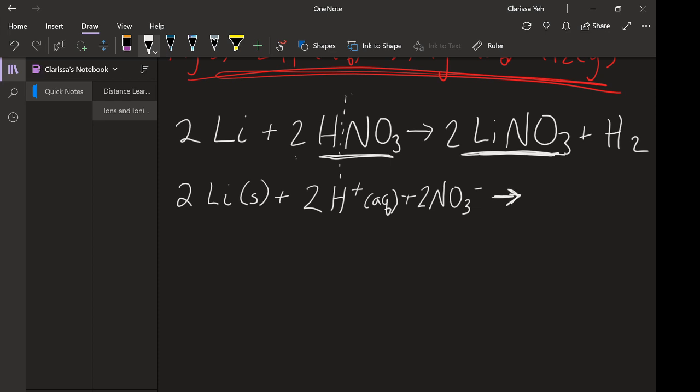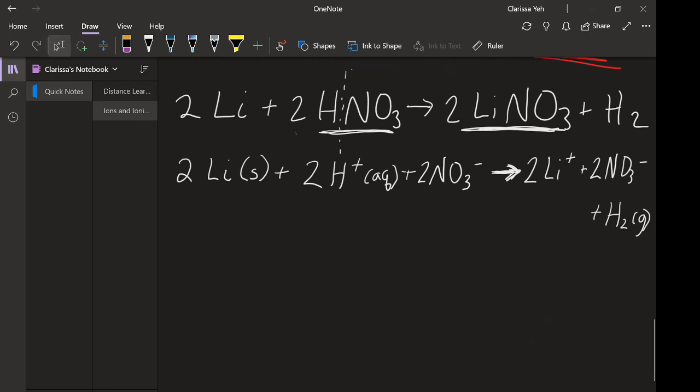I'm going to draw my arrow. Lithium nitrate is also going to get split. Lithium's in group 1, so that gets split into Li+ and NO3-, and then the hydrogen is just hydrogen gas. Now the next step is for you guys to think about what gets cancelled.